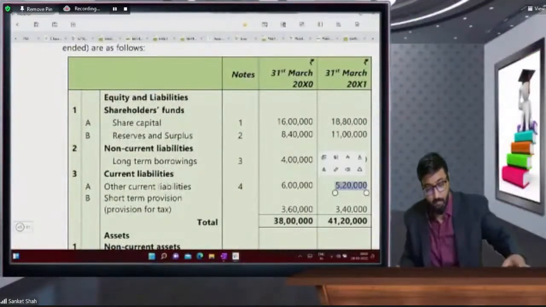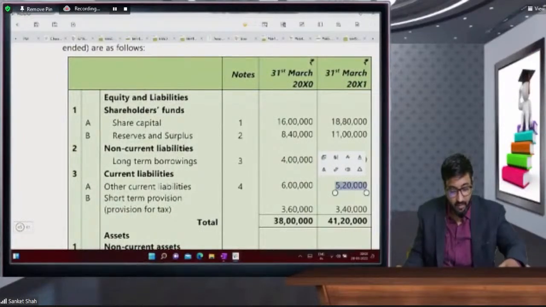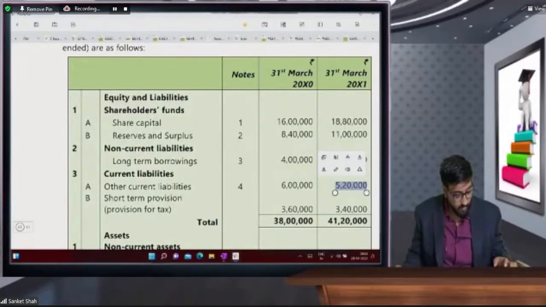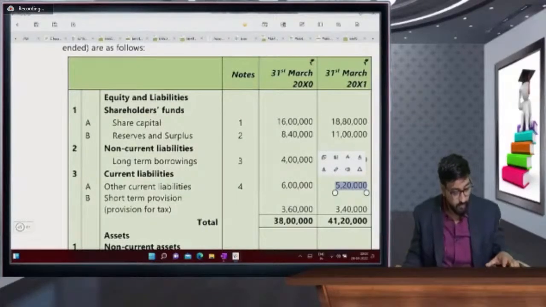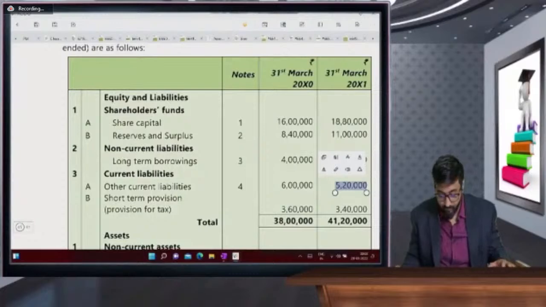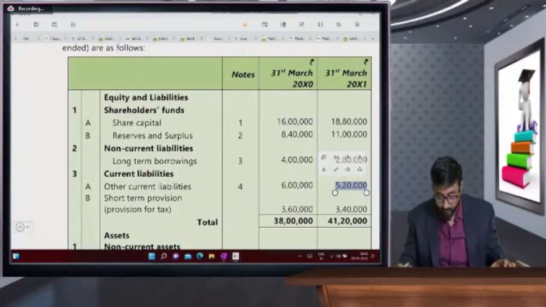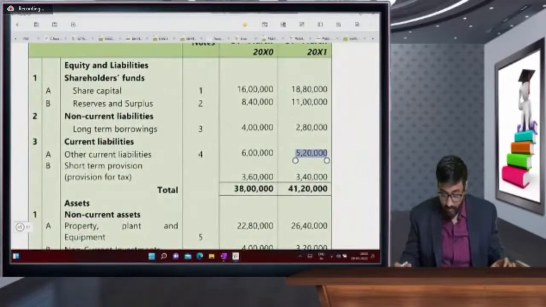Illustration number 5. Sorry, not illustration, it's TYK 5. TYK 5, my friends. One minute. Yes, very good, Rashmi Kumar, you wrote the whole thing very nicely.